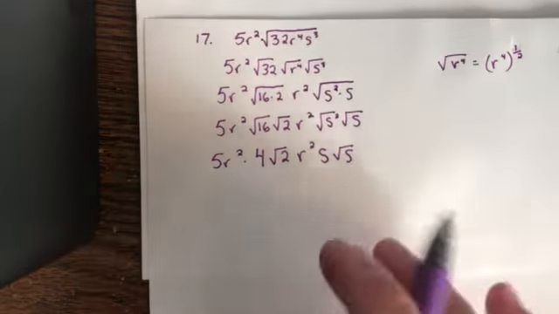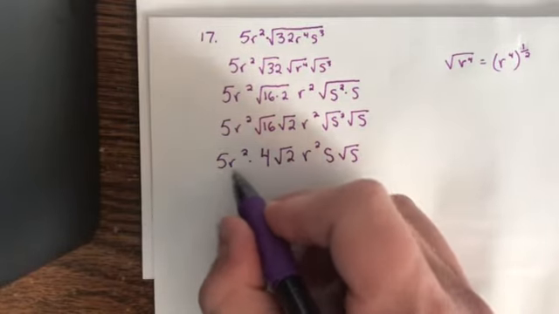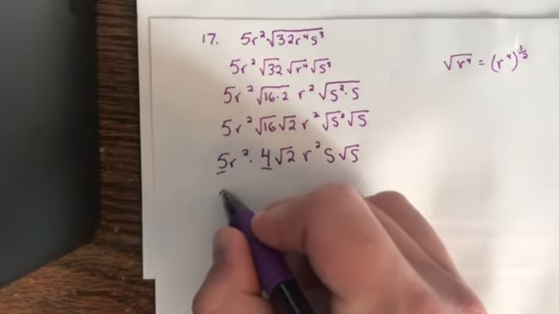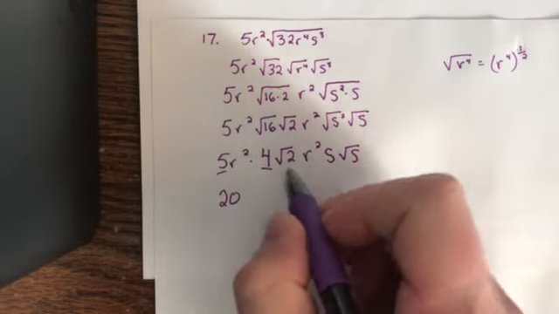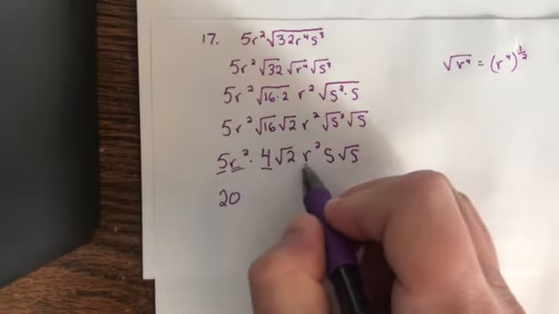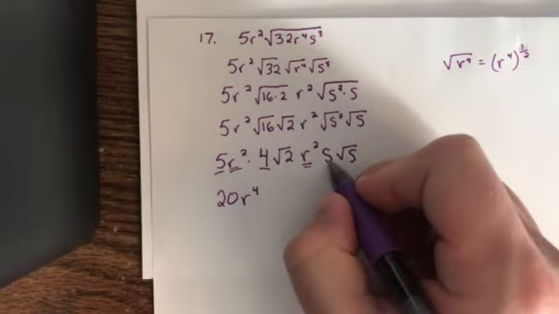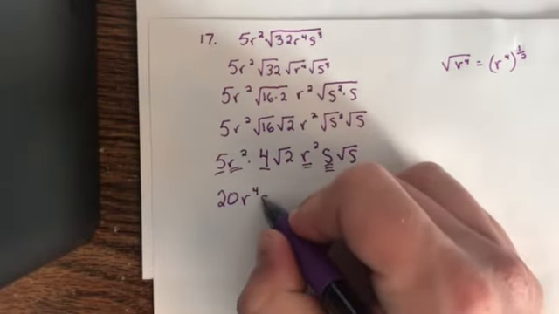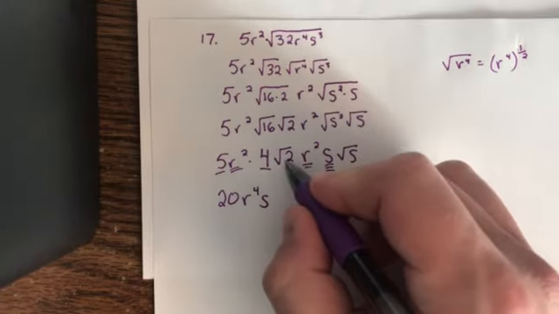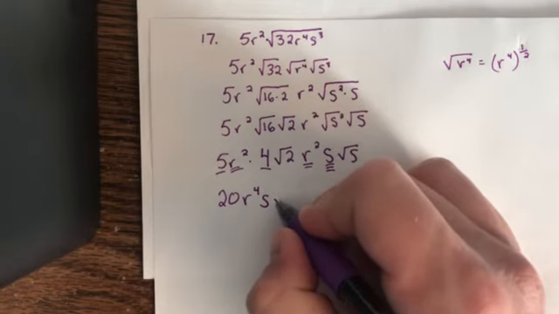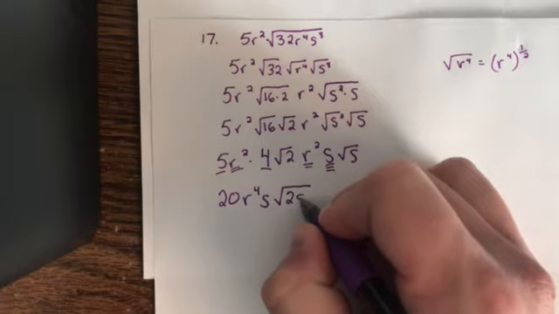Now, everything is simplified, but we just have to clean up our answer a little bit. 5 times 4 is 20. Let's see, alphabetical order. r squared times r squared is r to the fourth. We have an s, and then we write all of the things in a radical at the end. We have the square root of 2 times the square root of s, and the product rule allows us to put those back together and get the square root of 2s.